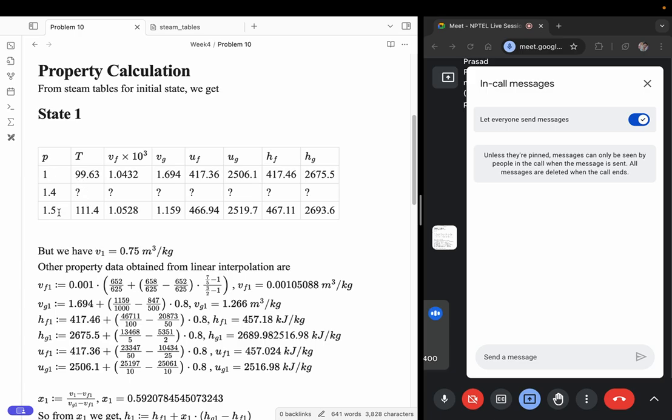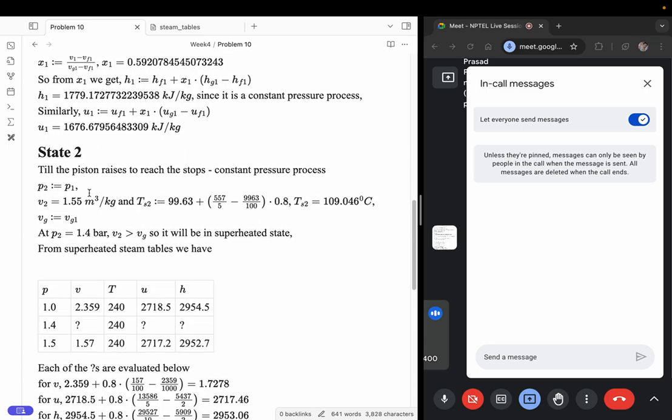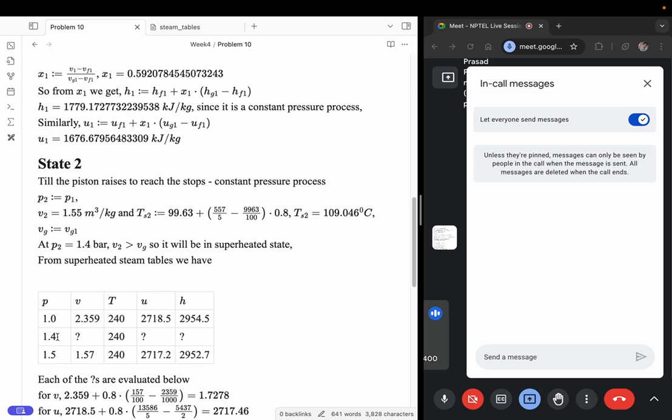So at 1 and 1.5 bar, the saturated temperatures are given. Using a linear interpolation, I will calculate the value of saturated temperature at 1.4 bar. So that is 99.63 plus 0.8, which is basically (1.4 minus 1) by (1.5 minus 1) times your temperature difference, which gives me a value of around 109 Celsius.